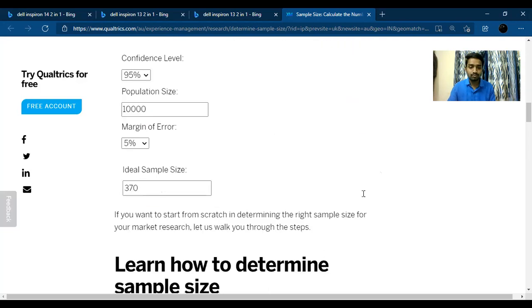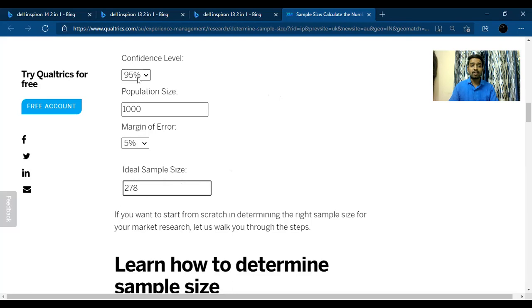Here I'll show you how the confidence level is going to bring out the results. Let's take an example we are dealing with. Let us assume I have a population size of 1000, my confidence level is 95%, and the margin of error is 5%. What should be my ideal sample size here? It should be 278. So 278 will be my ideal sample size.